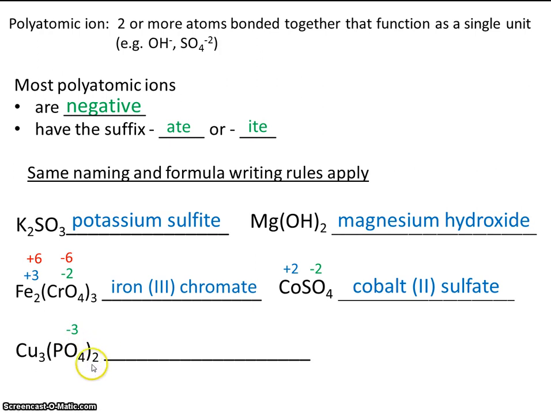But we have 2 phosphates, so that's a total negative charge of 6. That means we need a total positive charge of 6. So what does each copper have to be if we have 3 of them to total +6? Well, of course, it has to be +2. Because if we have 3 coppers, that's +2, +2, +2. That equals +6. So when we write the name of this, once again, we're reporting the charge on one of the coppers. So it's copper 2 phosphate.